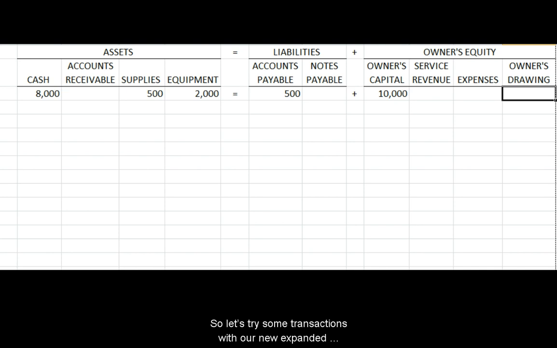So let's try some transactions with our new expanded equation. Notice that our accounts start with a beginning balance from the previous transactions.